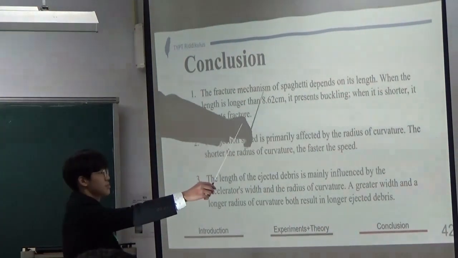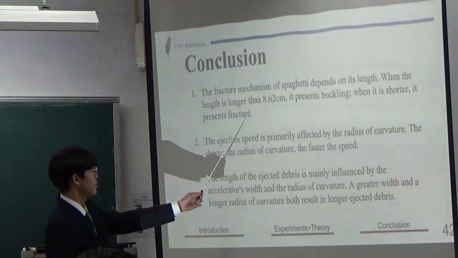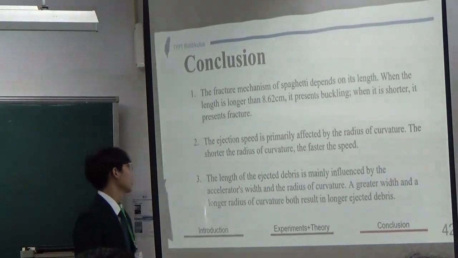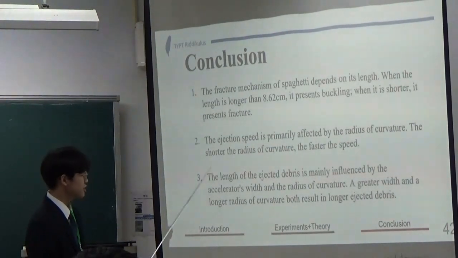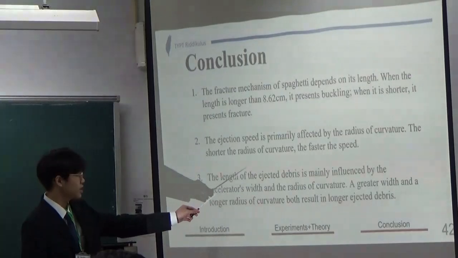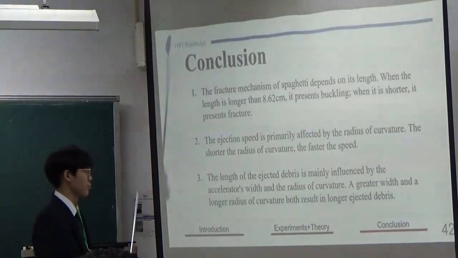The pressure maximum of spaghetti depends on its length. So when the length is longer than 8.62 cm, it presents buckling, and when it's shorter, it presents fracture. And the ejection speed is mainly affected by the radius of curvature. And the shorter the radius of curvature, the faster the speed. And we show it in normalization.